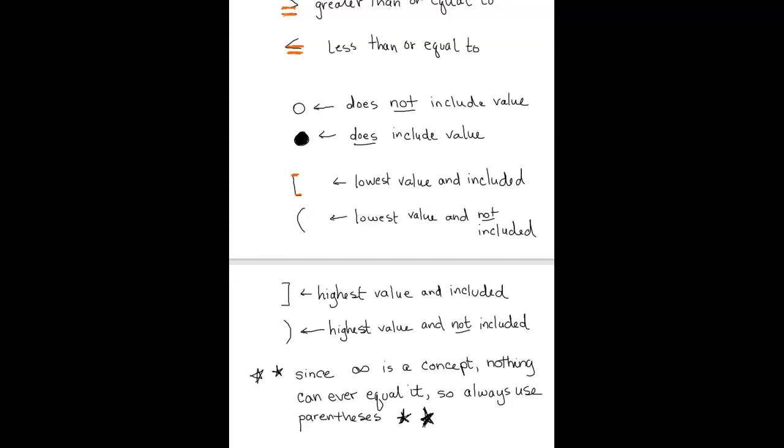Okay? We would talk about our highest value and included. Again, here is my equals kind of hiding in my symbol for the less than or equal to. This is saying that whatever's there, this is as big as it gets. This is our highest value, and it does include that value. When we have a paren here, that's again our highest value.